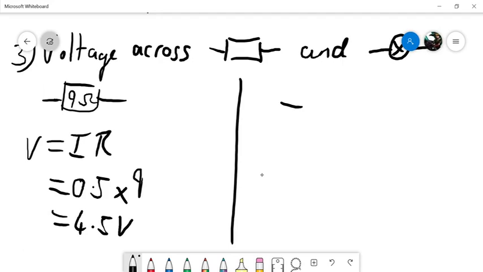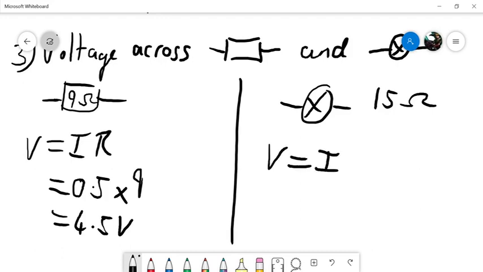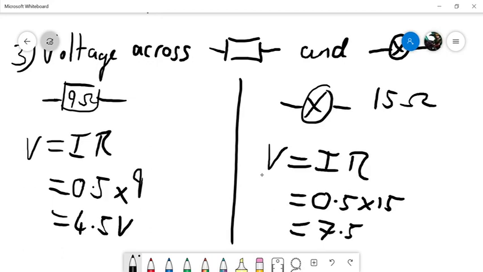Now we can do the same thing again for the bulb, which we know has 15 ohms of resistance. It's still going to have that 0.5 amps because it's in series with the resistor, so V equals IR equals 0.5 times 15. Half of 15 is 7.5 volts.